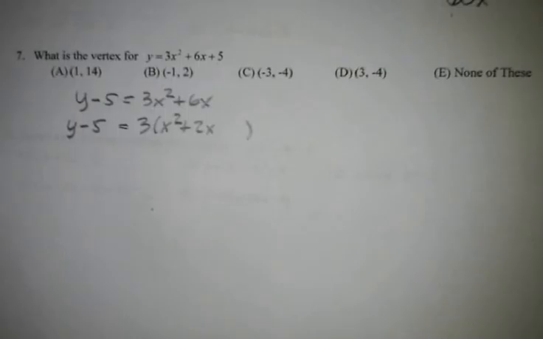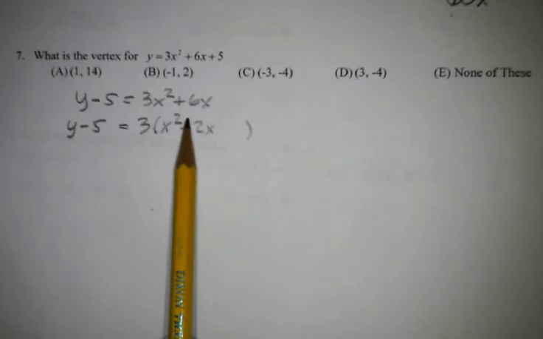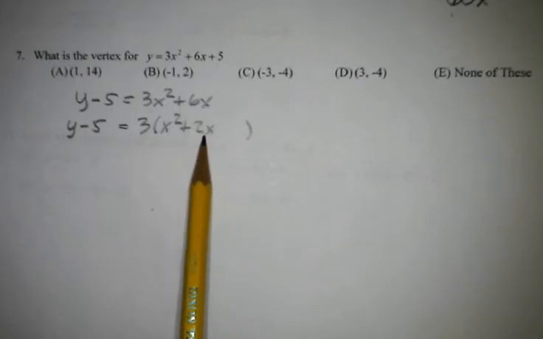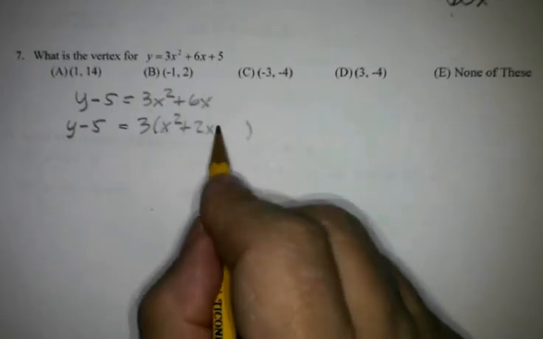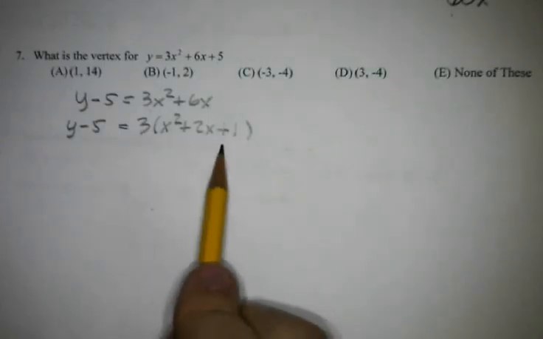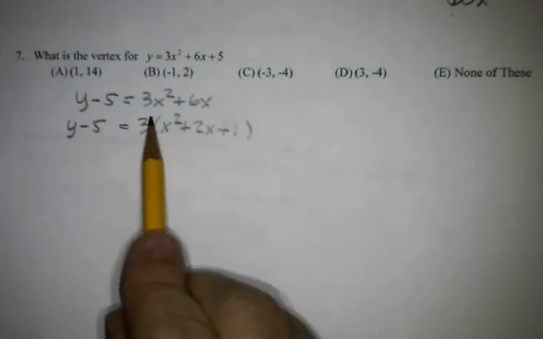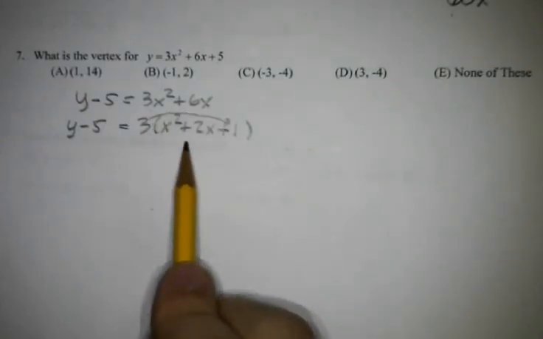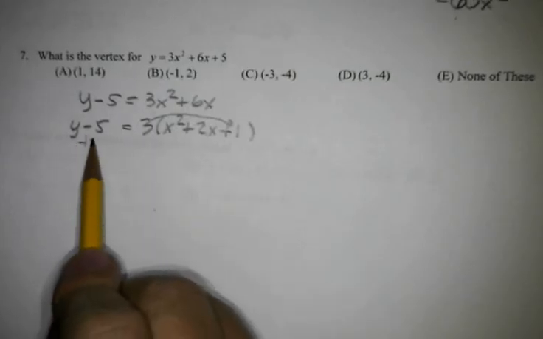Now, to complete the square, once I get an x squared plus or minus some value, I take half of this number. So half of positive 2 is 1. Square it, I add 1. But when I added 1 here, I didn't add 1 to this side. I added 3 to that side. So I add 3 to this side.